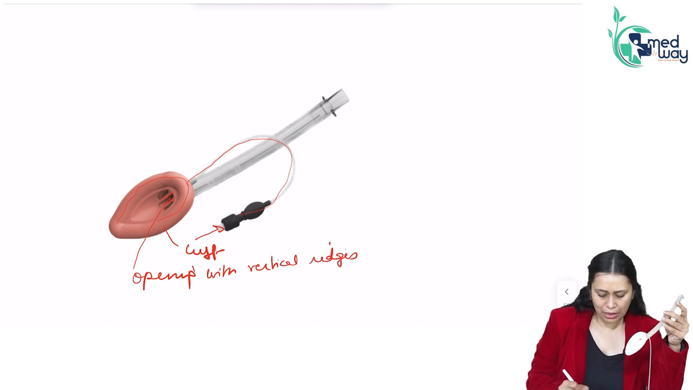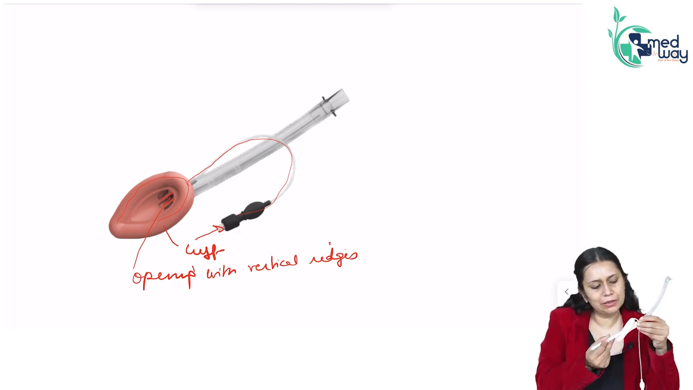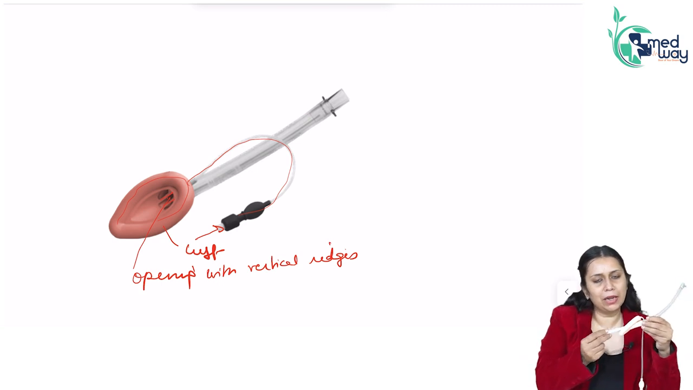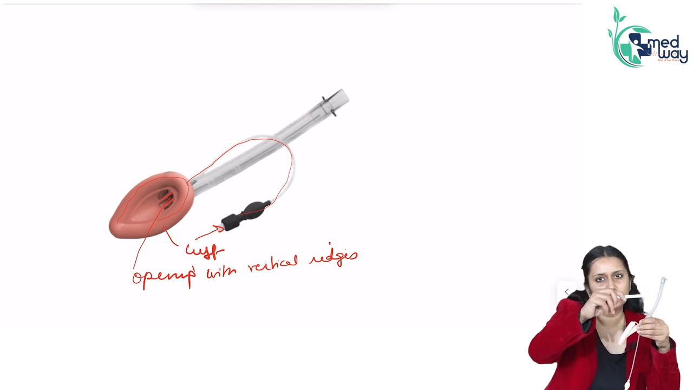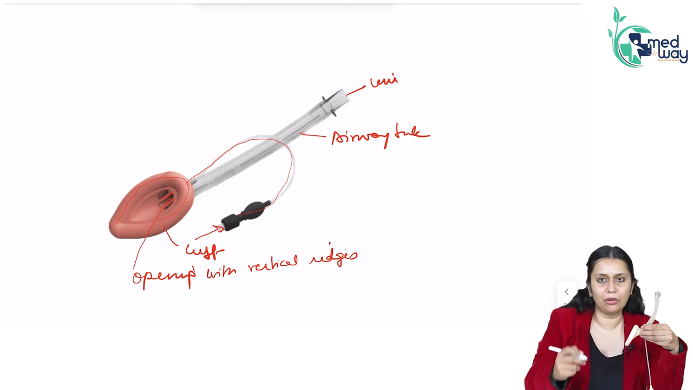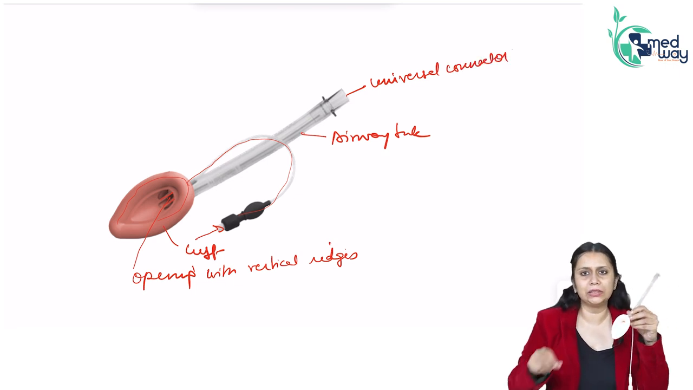And if you see this opening, it is connected with this tube. I can insert my pen also through it, and this is the tube to which it is connected. So this is the airway tube, and this airway tube has this universal connector, like the universal connector of your endotracheal tube. Okay. So how do we insert it?